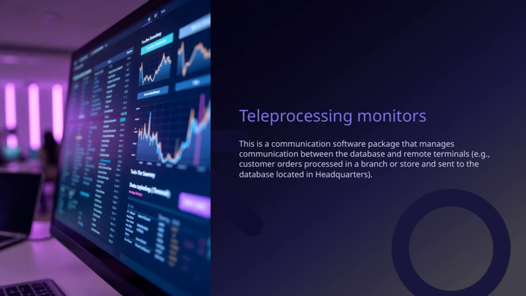For example, when customer orders are processed at a branch or store and then sent back to the main database located at headquarters. This ensures that data is consistently updated and accessible across locations. We also see a mention of teleprocessing monitors, which are key components in this setup. These monitors oversee and control the communication process, making sure everything runs efficiently and reliably.